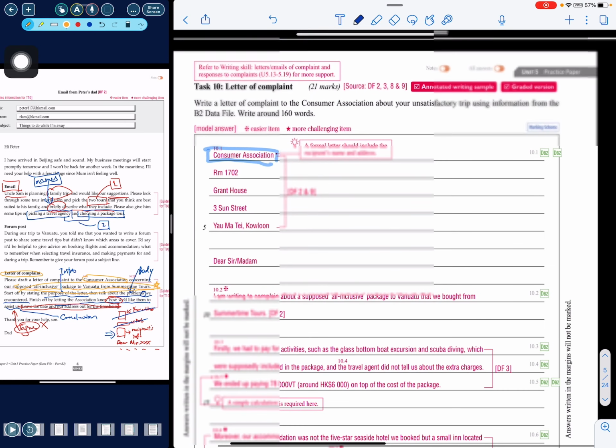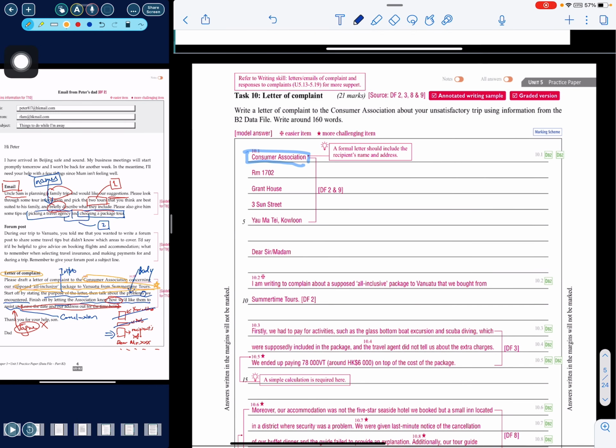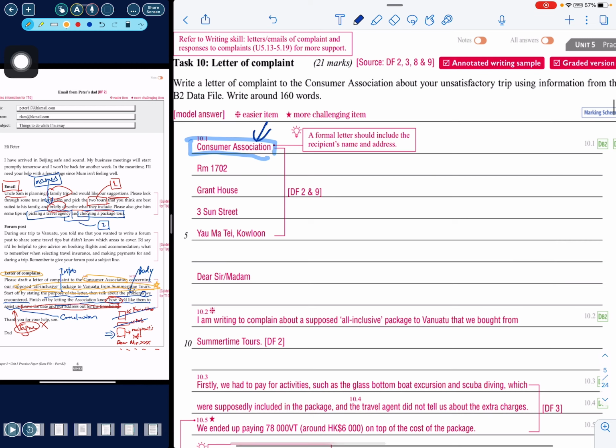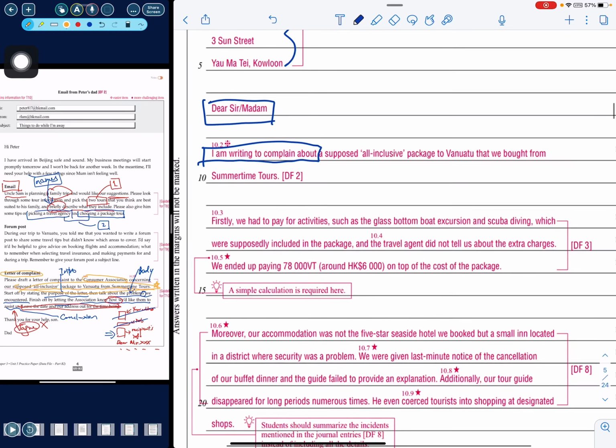And so right now, let's take a look at the sample. After putting down the name of the organization and the address right here, then you start with dear sir, madam. Then the purpose. So the purpose is, I'm writing to complain about, and then just copy the whole part, supposed all-inclusive package. And then comes the complaint, the body paragraph.